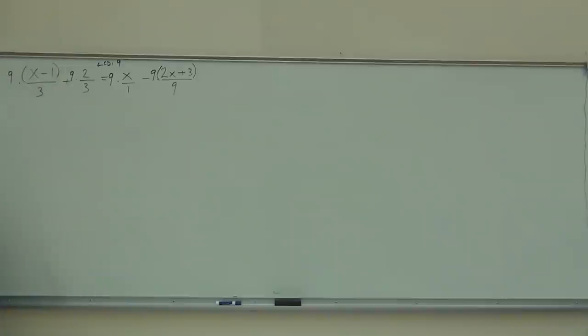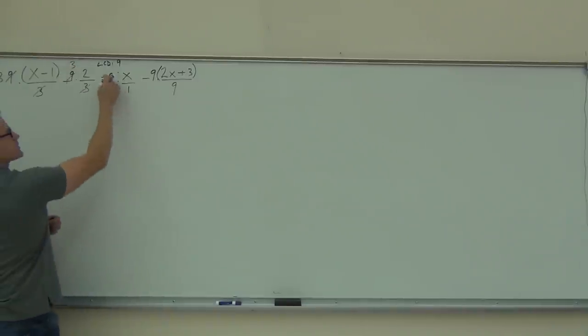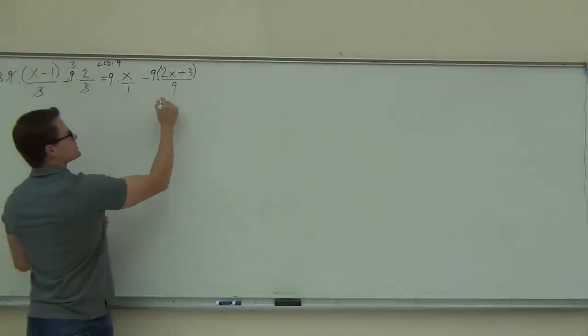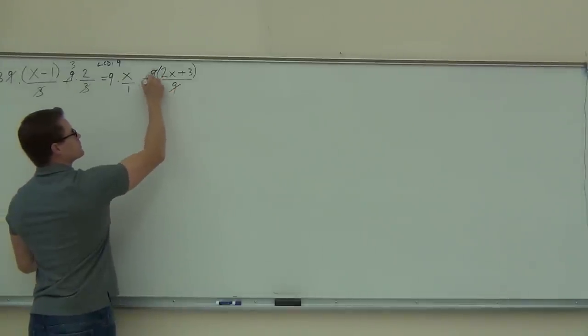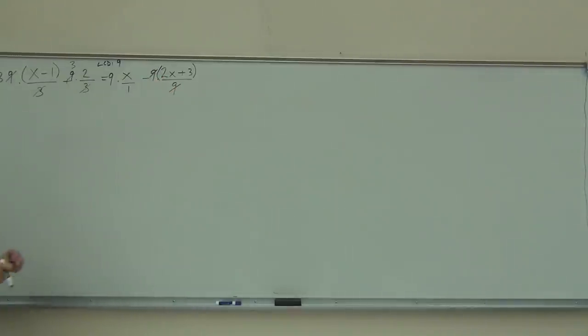Does anything simplify in the first one? Yeah. It has to, right? We use the LCD. So the 3's gone. What does a 9 become? 3. Perfect. What happens here? 3. Okay. What happens here? Anything? 9. Okay. What happens here? Goes 1. Good. So those 9's are completely gone.